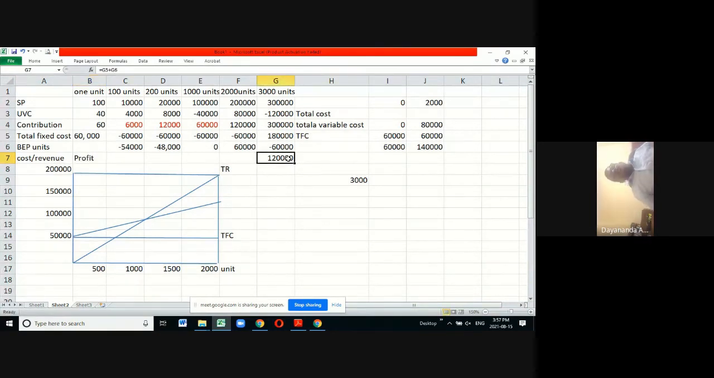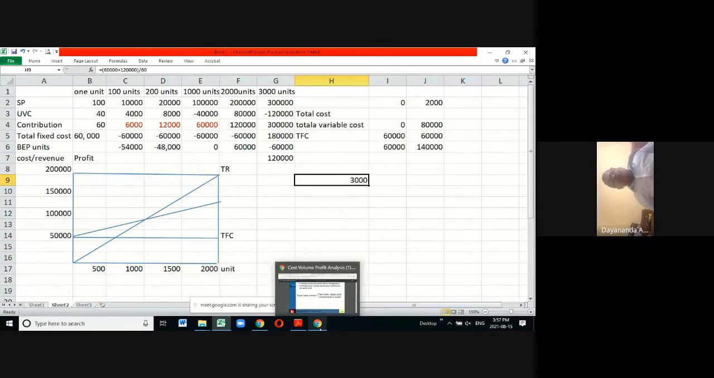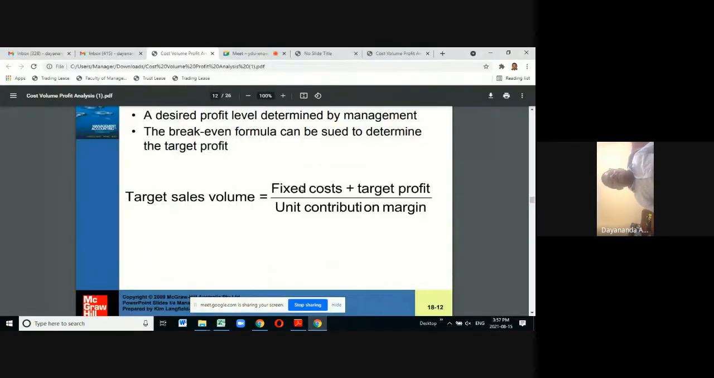So that is 100. If you want to have a target profit, the formula would basically be fixed cost plus target profit, divided by unit contribution.